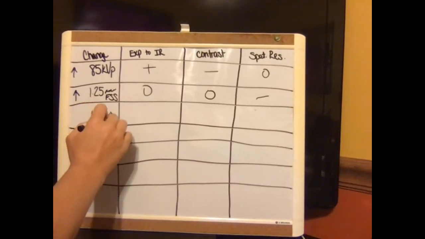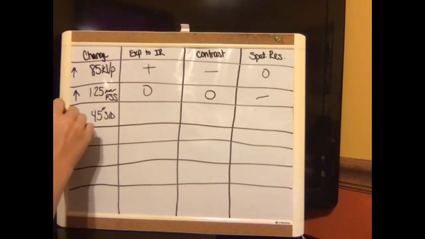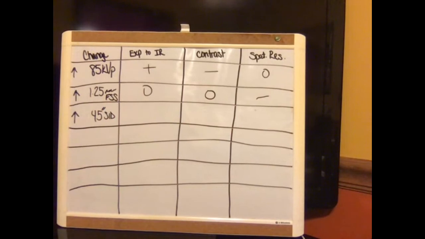This is harder to write on than I thought it would be. That is going to be an increase in the SID. If we have an increase in our SID and we don't change anything, what do you think is going to happen to the exposure to the IR? It is going to be decreased.